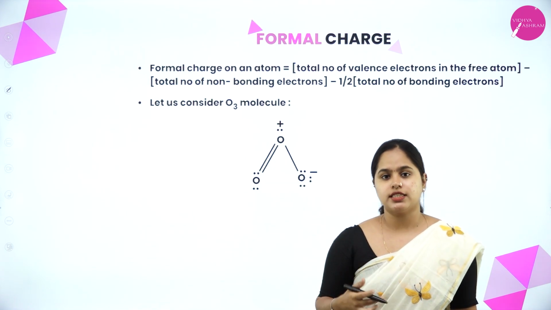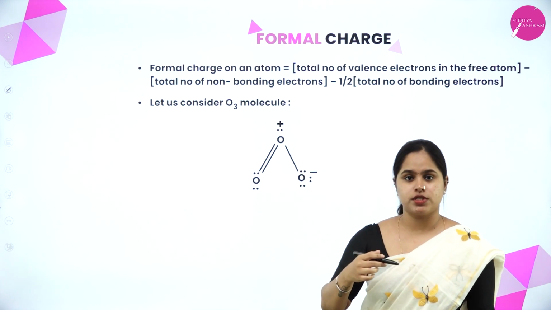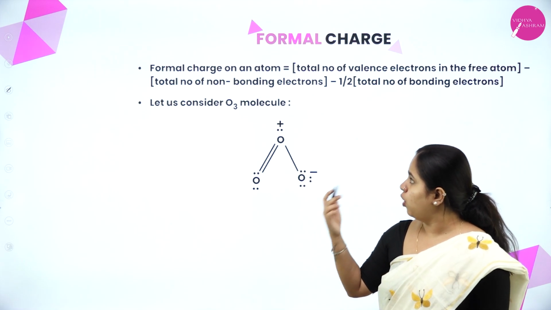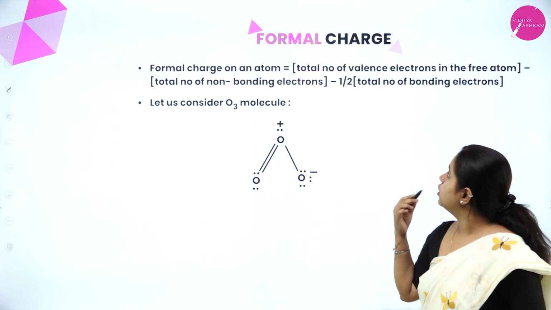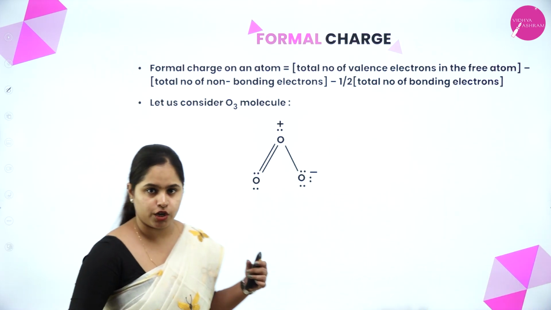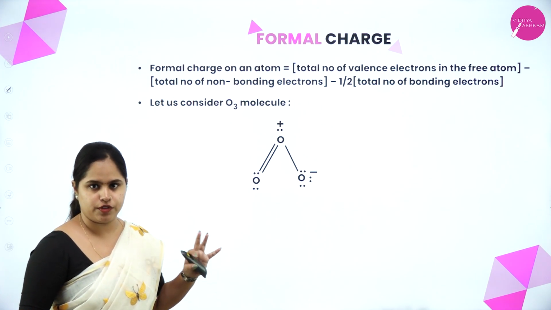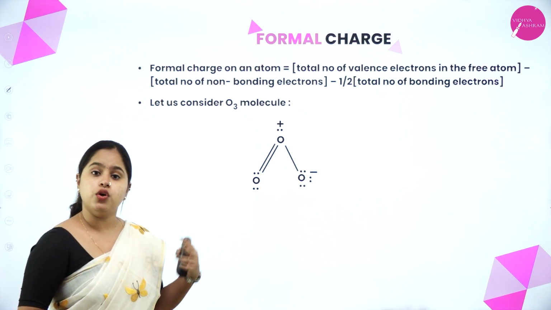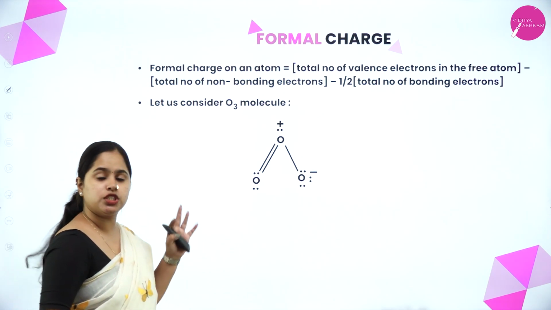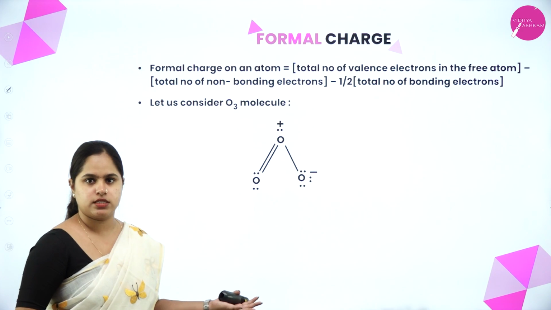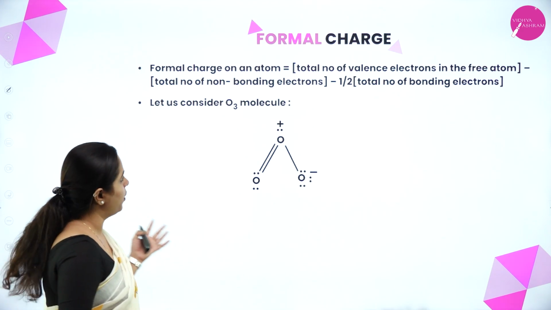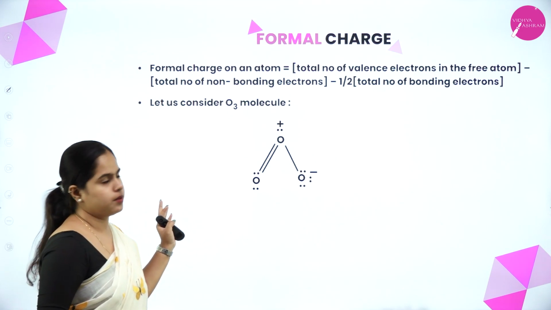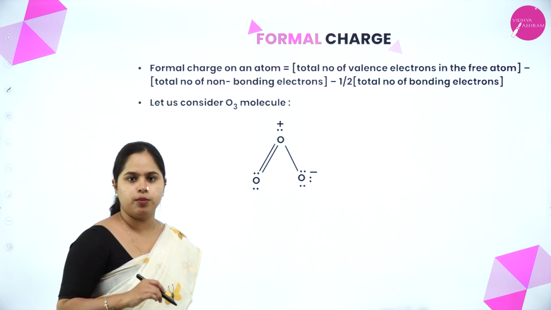So to understand and calculate it, a new topic was introduced, that is formal charge, a new term. So what is formal charge? Formal charge on an atom is equal to the total number of valence electrons present in the free state of that atom minus the total number of non-bonding electrons, which means the number of lone pairs, minus half of the total number of bonding electrons. Right? So let's consider the O3 molecule and understand.